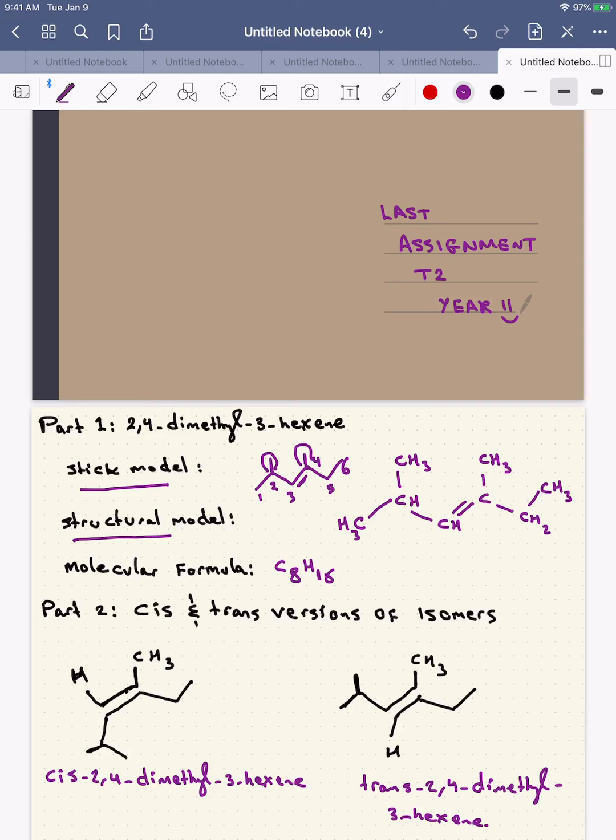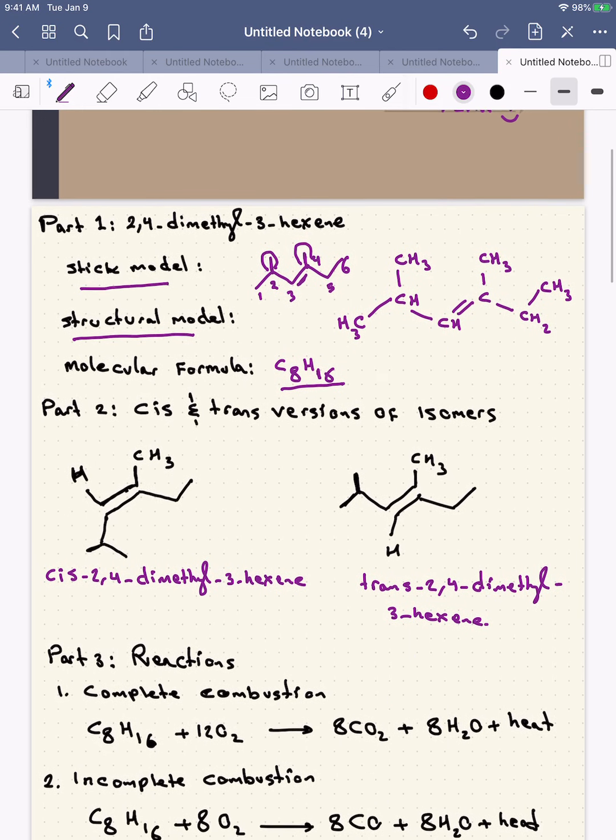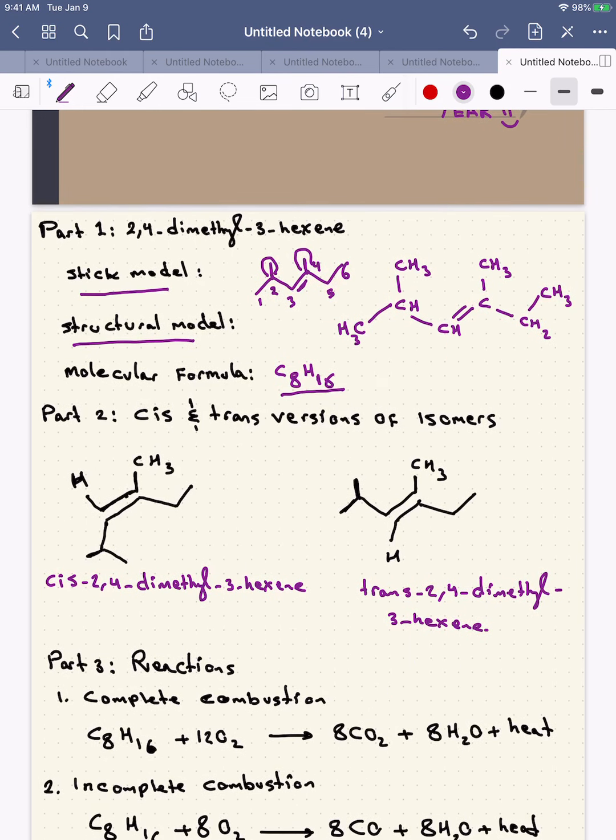This structural model should spell out all the hydrogens and carbons. Pay attention to 4 bonds for each carbon. You shouldn't go wrong. Molecular formula for all of us is C8H16. Part 2, you have to do cis and trans version of the 2 isomers.